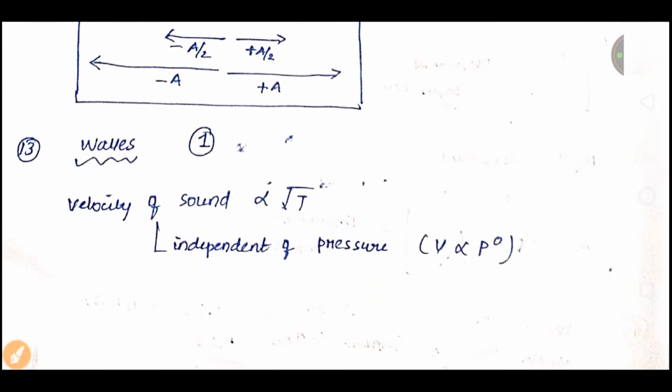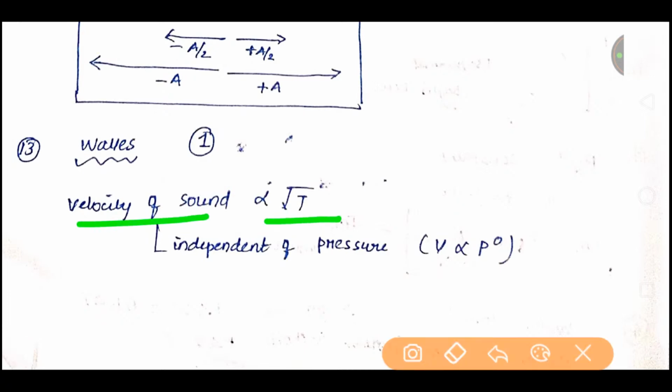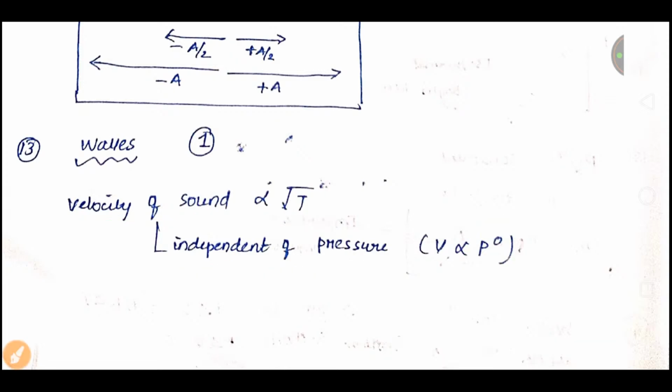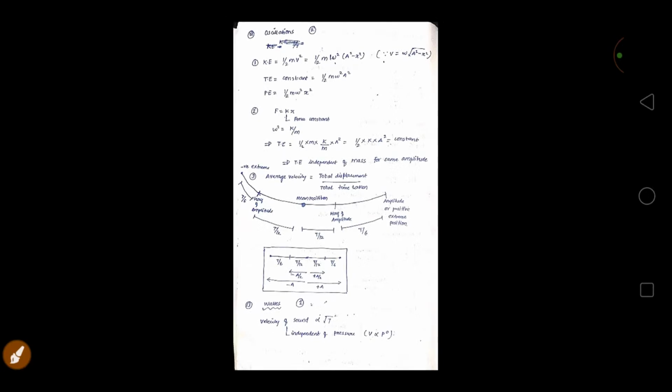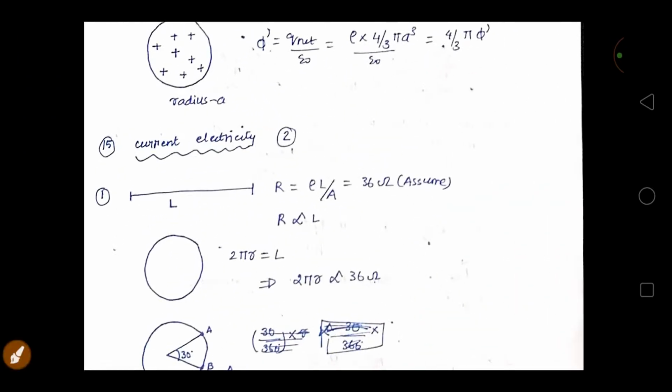Next, waves. Velocity of sound is directly proportional to the square root of temperature. It is independent of the pressure, P power 0. So 11th syllabus, all questions have been covered. I will move on to the 12th syllabus.